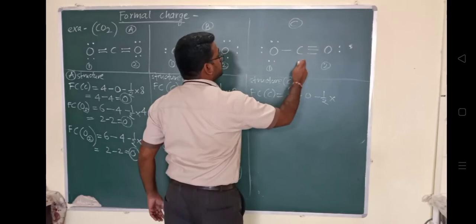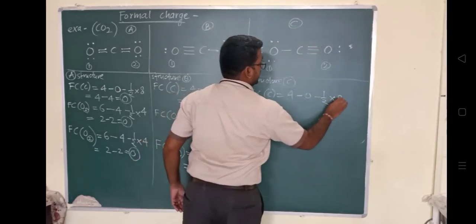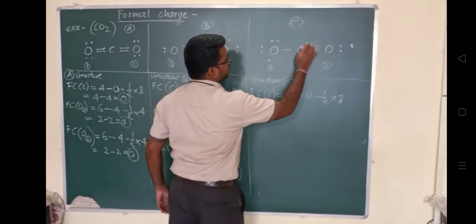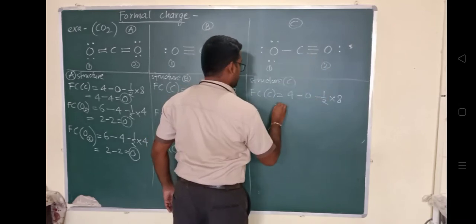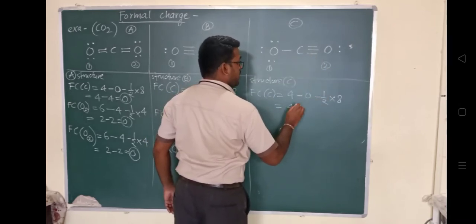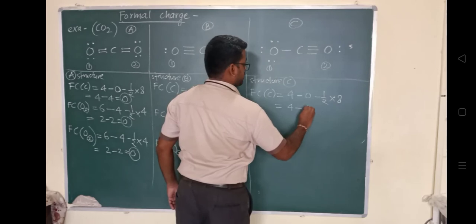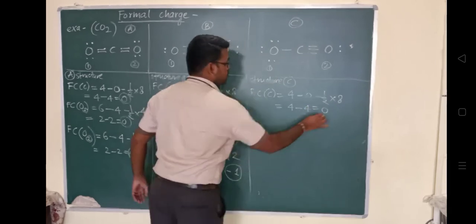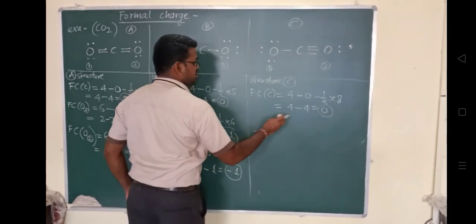So 1 2 3 4 5 6 7 8. Okay, so 1 2 3 4 5 6 7 8 are the bonded electrons. So here that's why 4 minus, so here it is a 4. 4 minus 4 is 0. So formal charge on carbon atom is 0 for this structure.